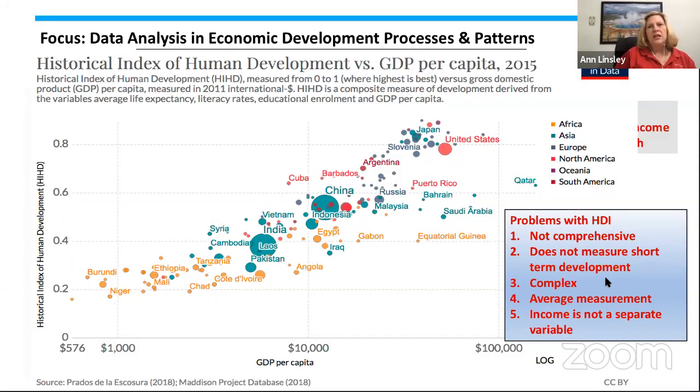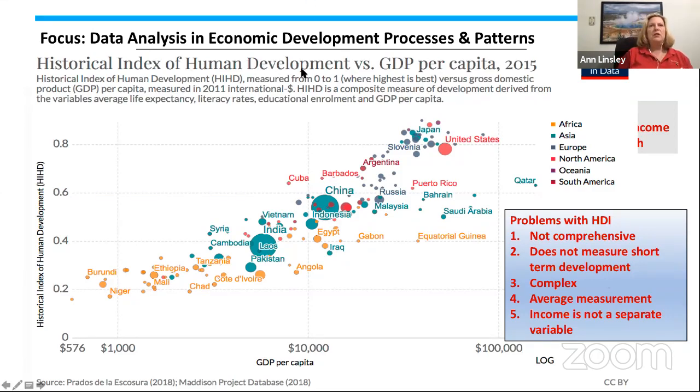Additionally, the data is complex. There are all these different types of data, and it's complex. And then income isn't even calculated in here, and we're talking about human development. Personal income is going to be a separate variable that needs to be considered, but it's not.